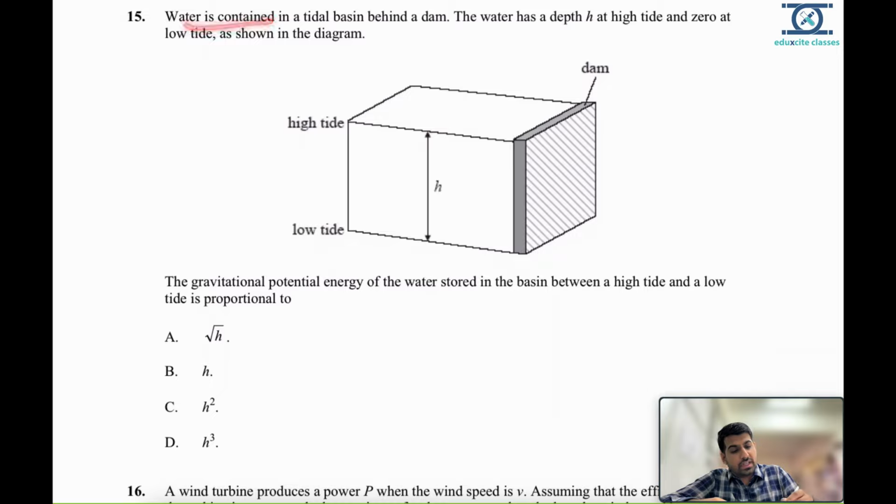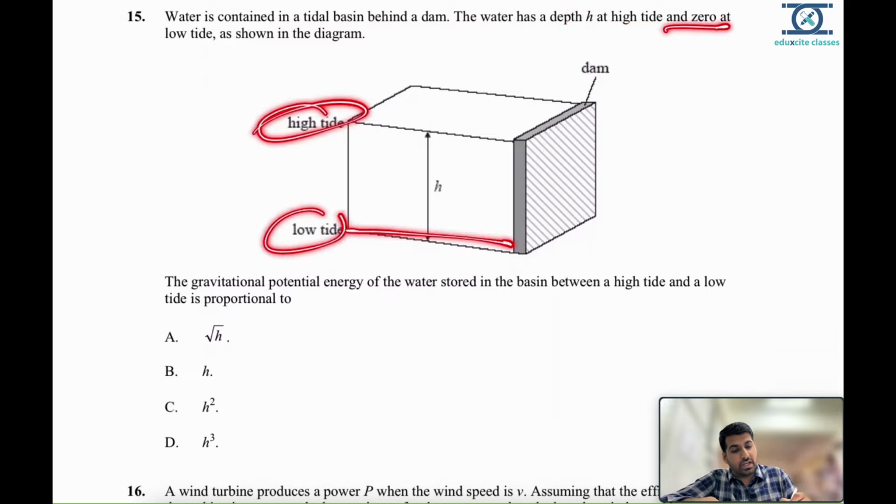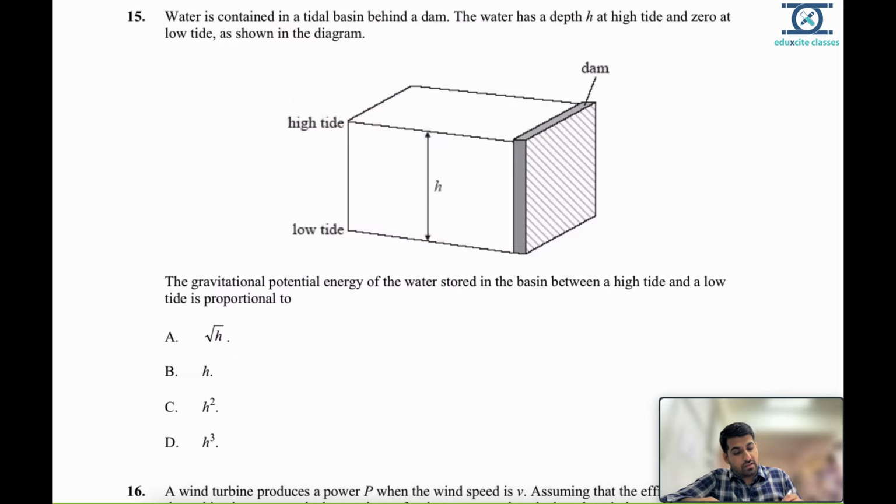Water is contained in a tidal basin behind a dam. The water has a depth h at high tide, and zero level at the low tide, as shown in the diagram. The gravitational potential energy of the water stored in this basin between a high tide and low tide is proportional to. Now, in this type of question, you have to make sure that you find out the relation correctly.